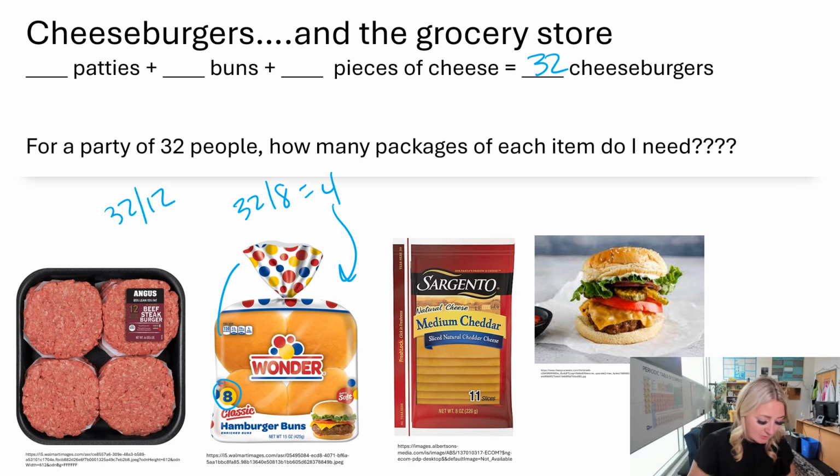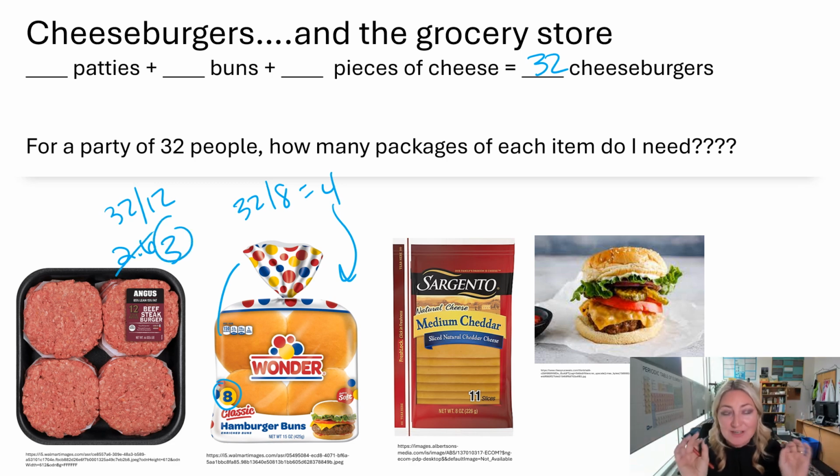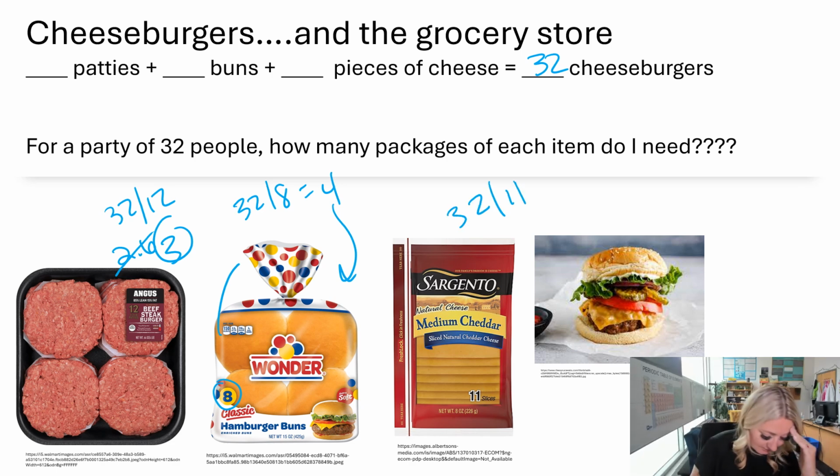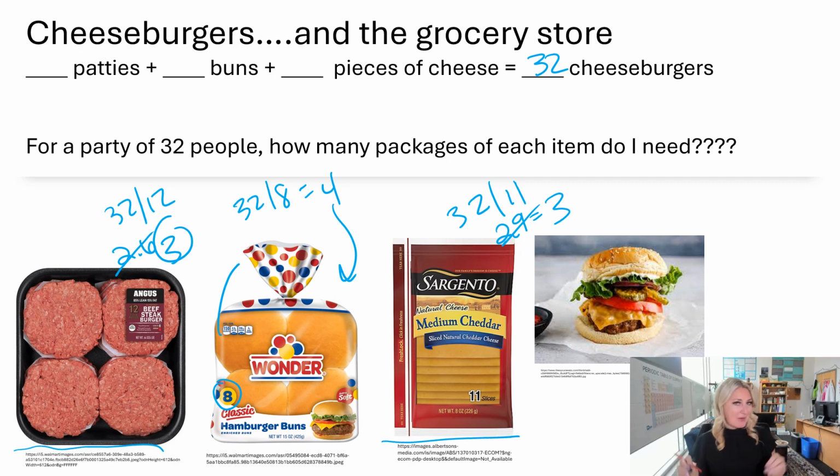32 divided by 12, I don't even know this math. 32 divided by 12, I'm going to need 2.6. Okay, I need 3 packages of hamburger patties. There's going to be hamburger patties left over. 32 divided by 11, we'll just see what the actual math is. 2.9. Let's just round up to 3. I'm going to need 3 packages of the cheese, and I'll have 1 slice left over there. So I'm going to have 2 reactants or 2 parts of my recipe that are in excess, and we have 1 that is our limiting reactant.